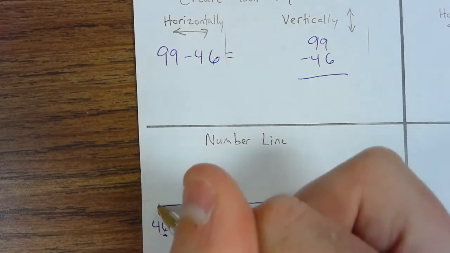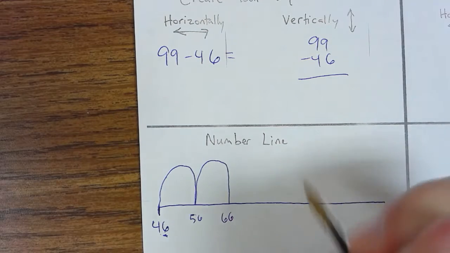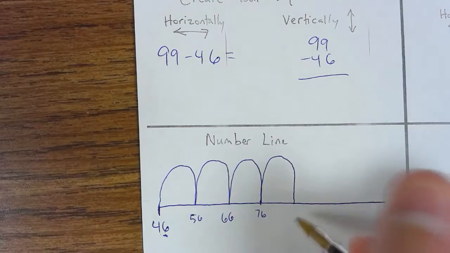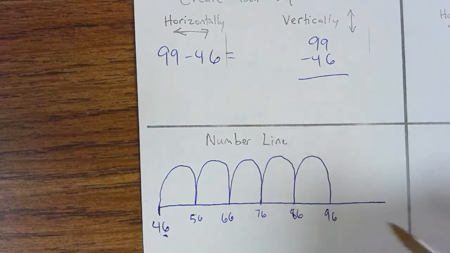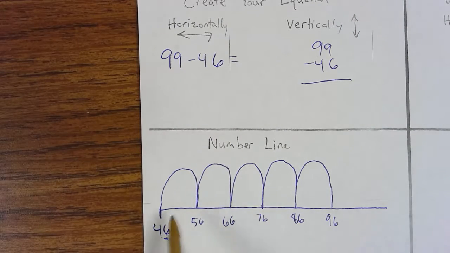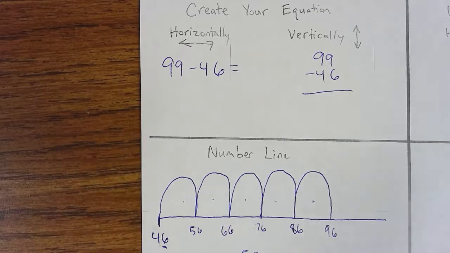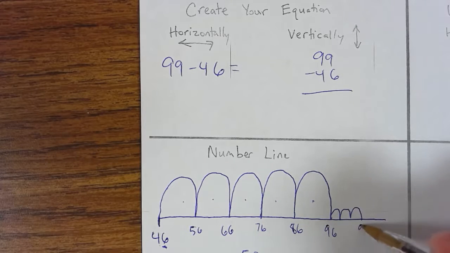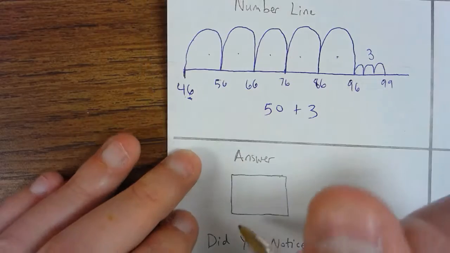And so I would count by 10, so this would be 56, 66, 76, 86, and I could go one more and do 96. From there, I would have to count how many tens I did. So 10, 20, 30, 40, 50. Then I'd have to count by ones until I got to 99. So 96, 97, 98, 99. That'd be 3 ones. So I'd be 50 plus 3, which would be 53.